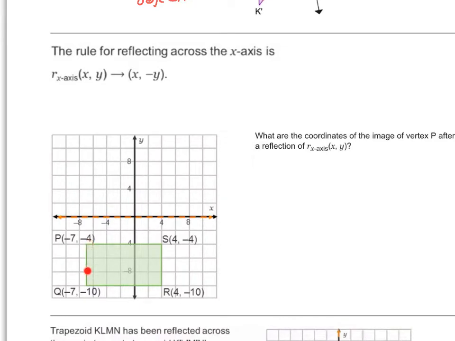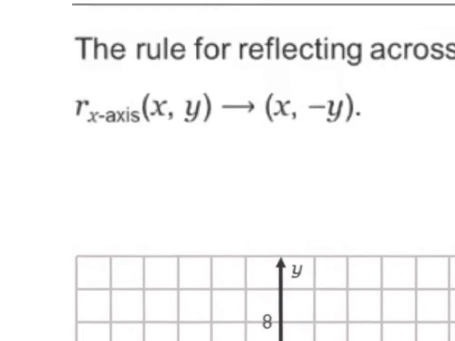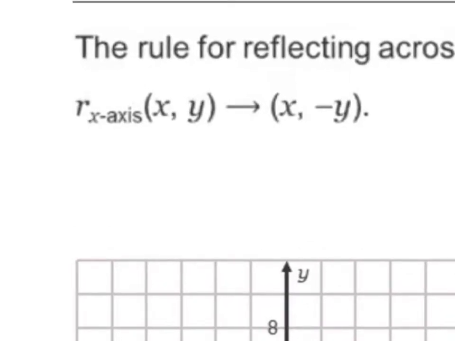If I have this figure here, I can reflect this across the x-axis, and a cool thing happens when you reflect across the x-axis. You get this thing called a rule. So here's my rule. R stands for reflection, that's what that little r means.